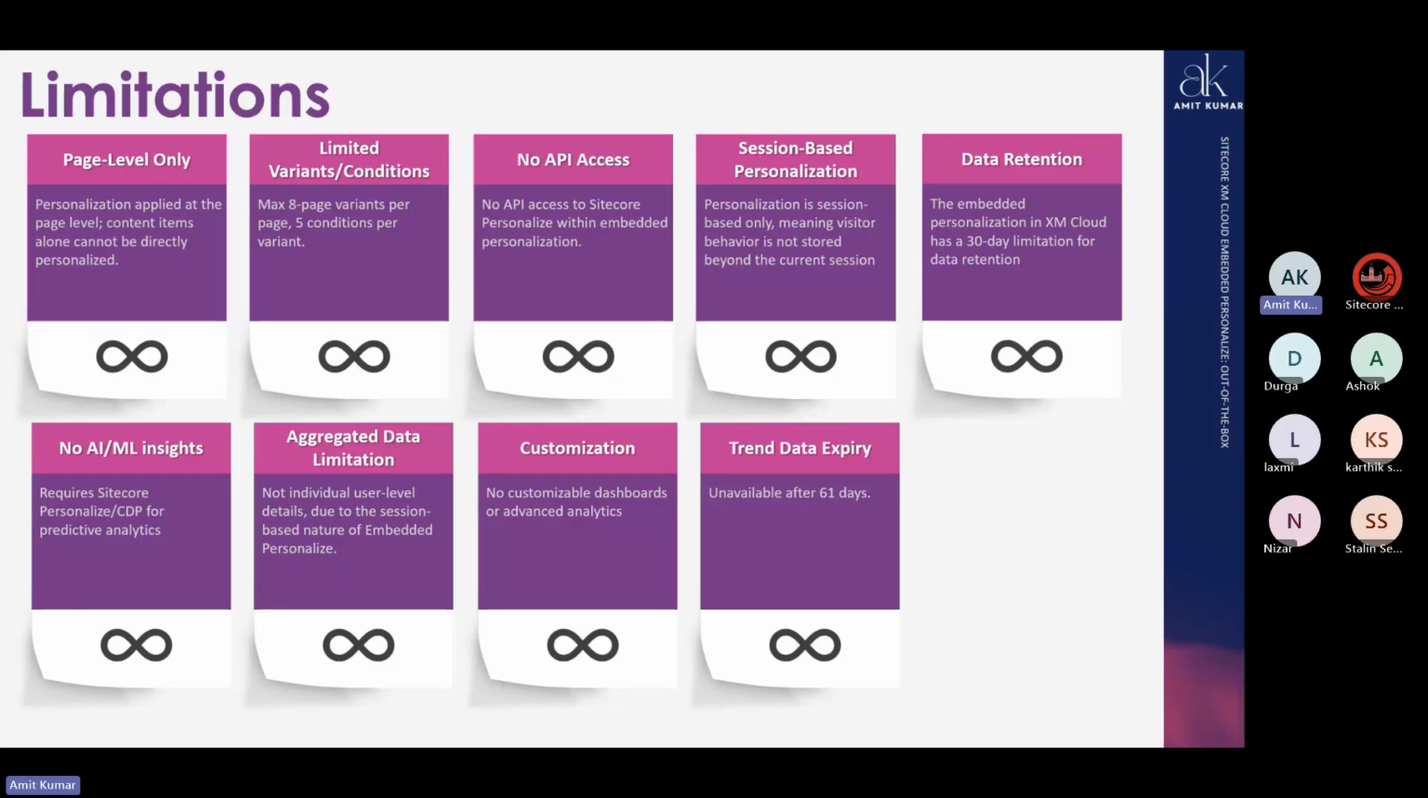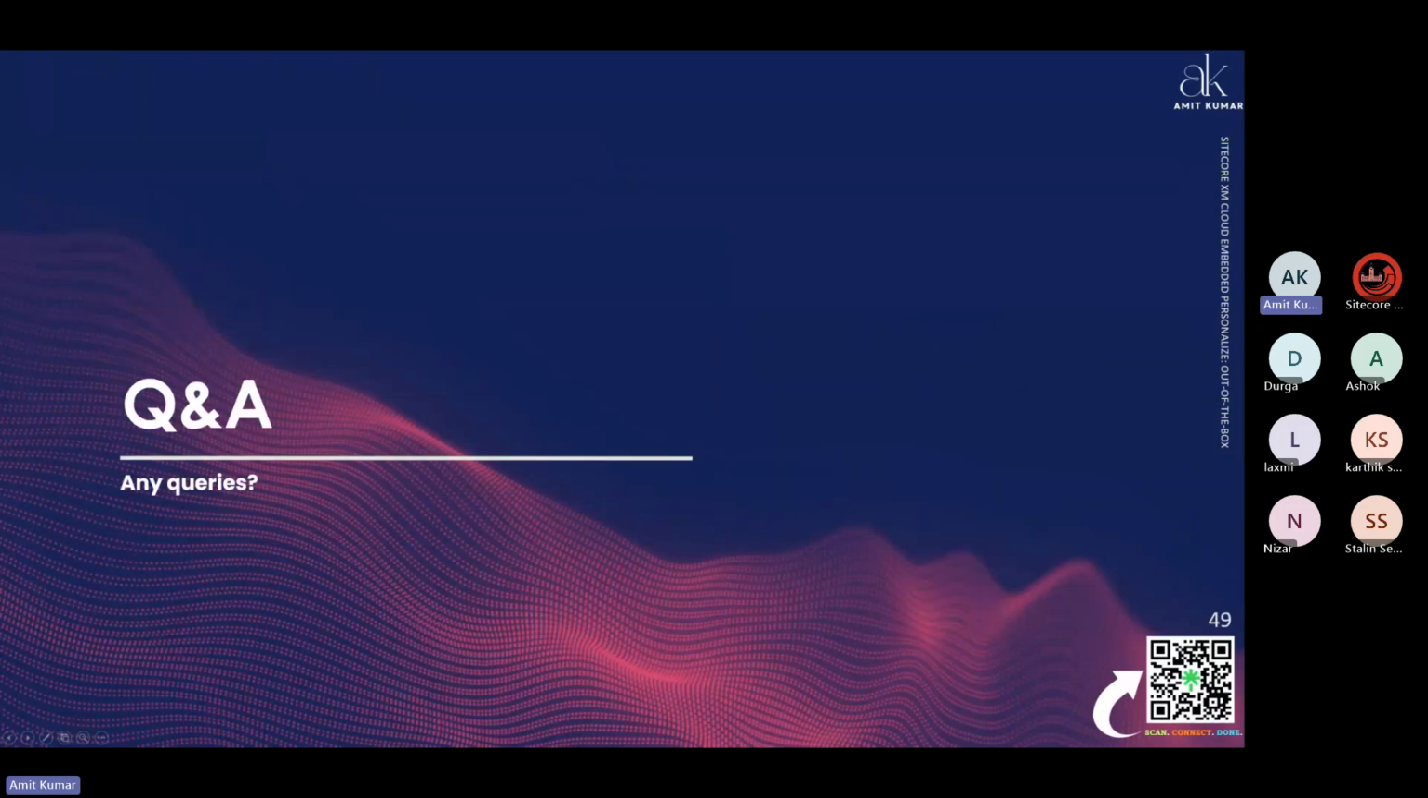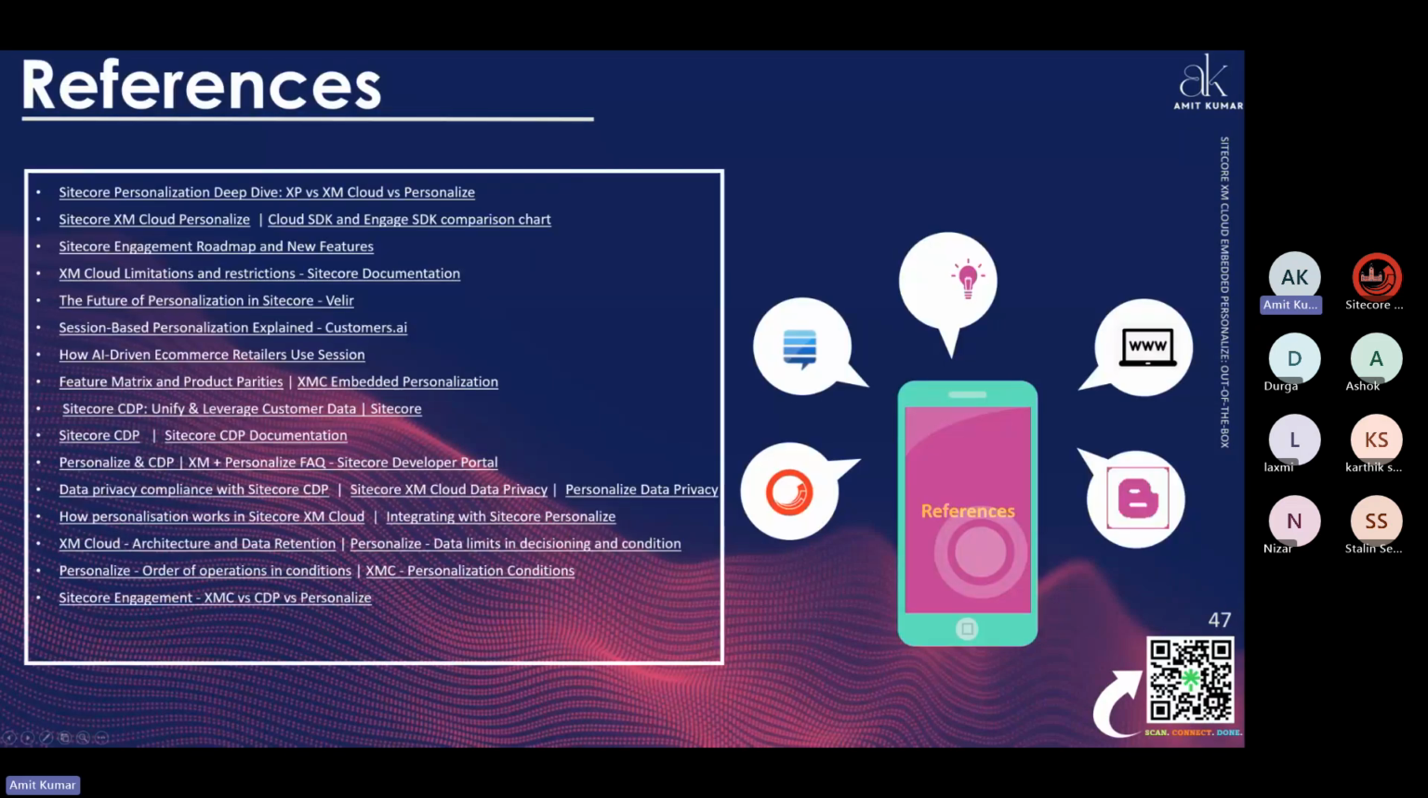Limitations I explained many times: no AI/ML, a limited number of use cases, no customization, no API access, and you cannot use the trending data after 60 days. It's only real-time personalization. Data retention is limited, like 30 days only. Page level personalization you can do, but you cannot target any specific component along with the other condition, which I was showing you. These are the references I will share later.